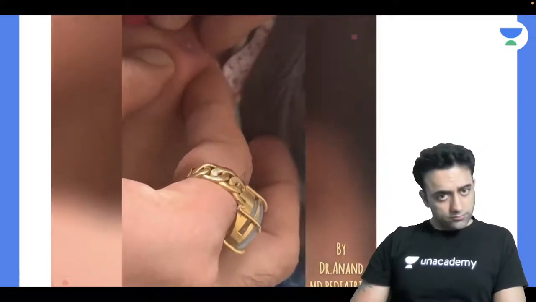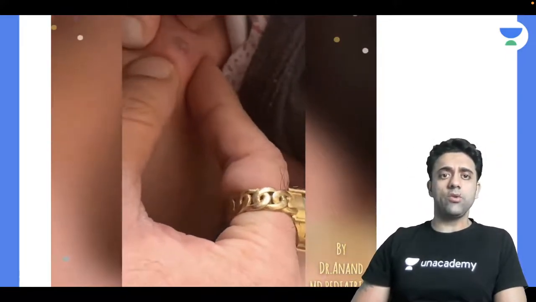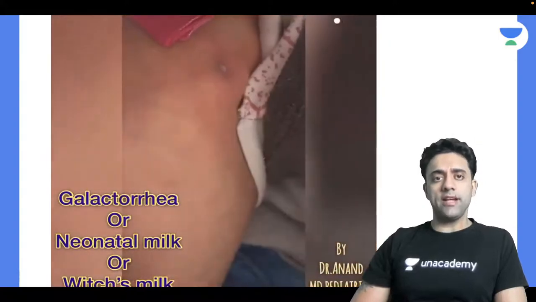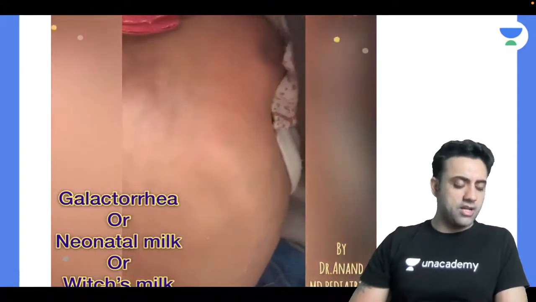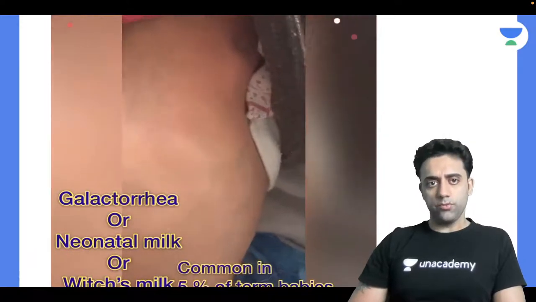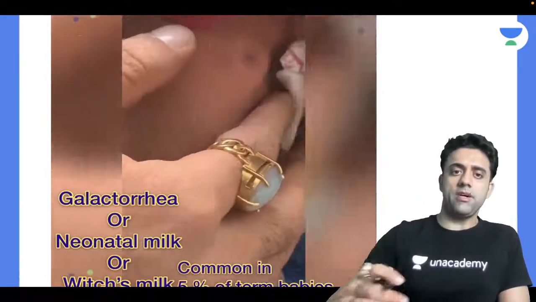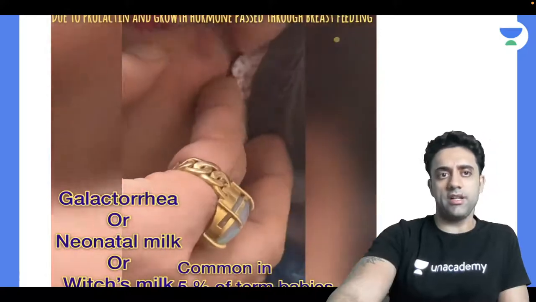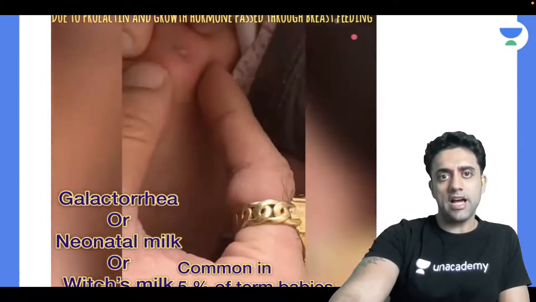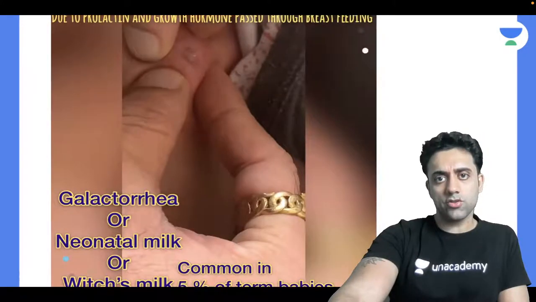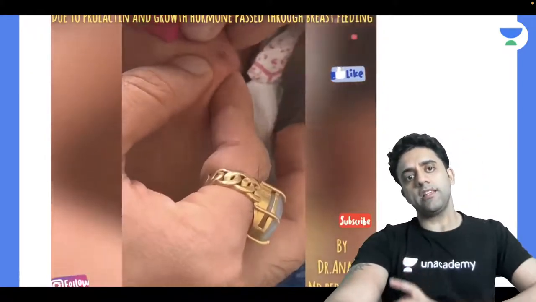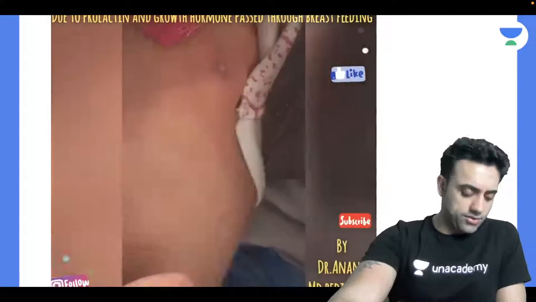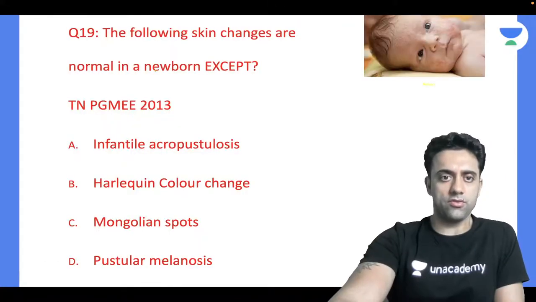This is nothing but what is importantly known as galactorrhea, or neonatal milk, or witch's milk. It's normal. It's one of the conditions in a newborn which looks abnormal but is normal. Witch's milk is due to prolactin and growth hormone passed through the breastfeeding. That you should know.